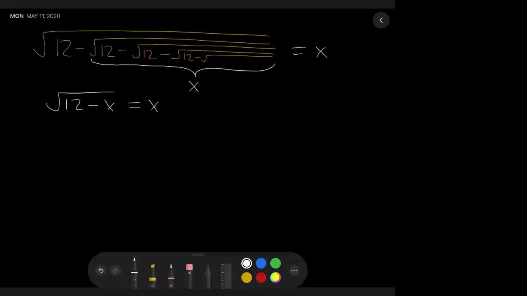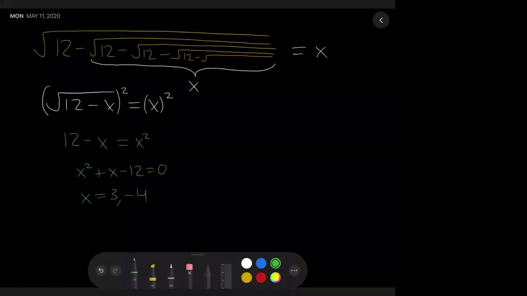Now we use our problem-solving tricks. We square the entire expression, so this squared and this squared. And this will become 12 minus x is equal to x squared. If we rearrange, x squared plus x minus 12 is equal to 0. And if we use the quadratic formula or factoring, we get x equals 3 and x is equal to negative 4.